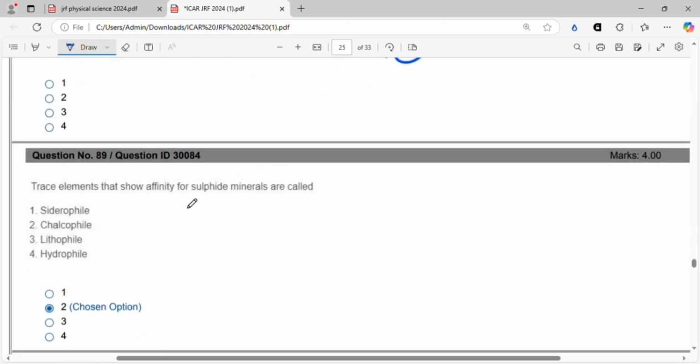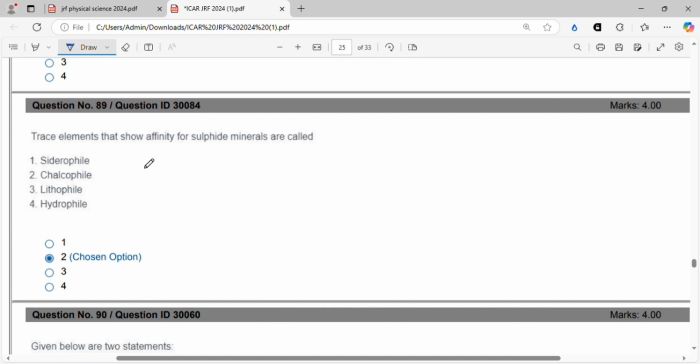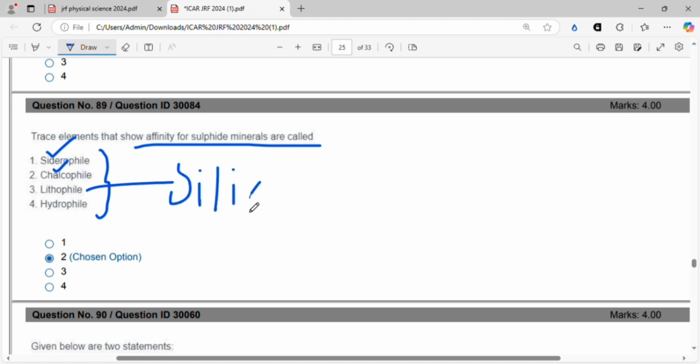Moving on to the next question. Trace elements that show affinity for sulfide minerals. This question is from the micronutrients chapter. There it has been clearly written. If you have read the ISSS, you have read all these terms. Siderophiles are iron loving elements. Chalcophiles are sulfur loving elements. Lithophiles are silicate loving elements. And hydrophiles, I think, are water loving elements.